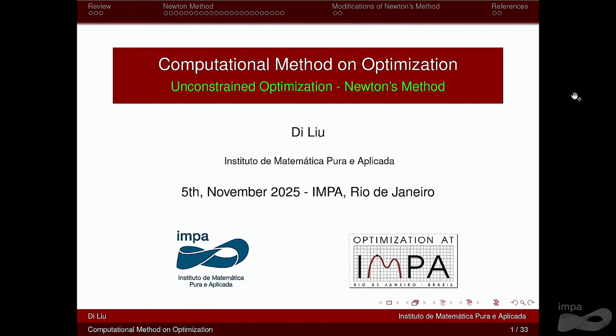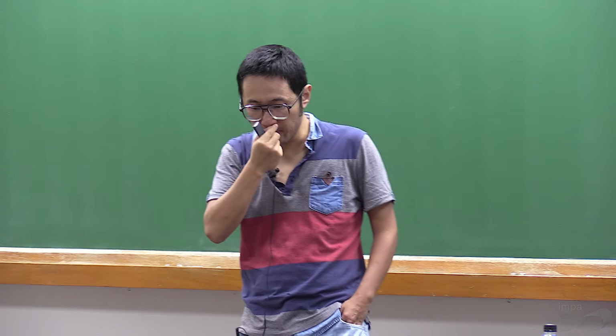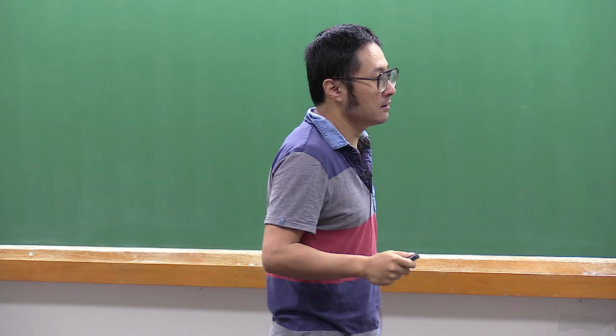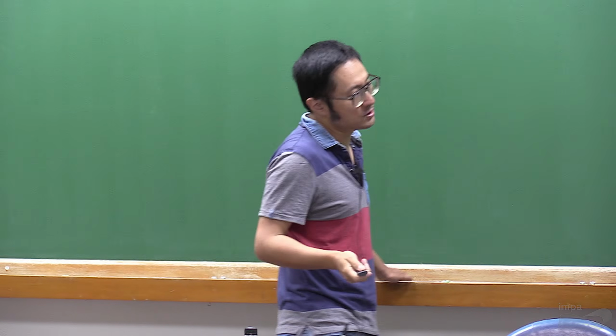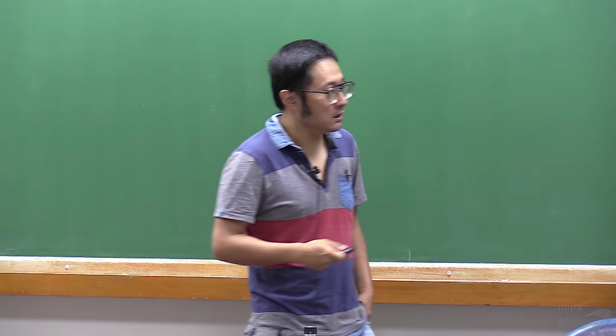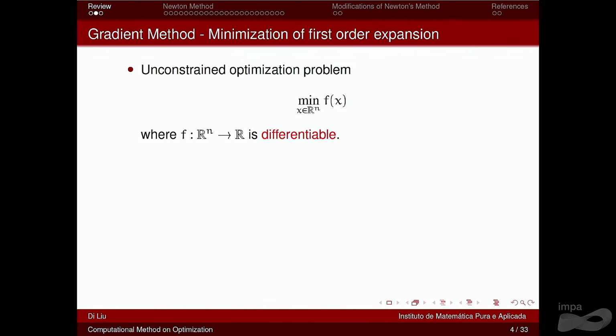Welcome back to the course, Computational Methods for Optimization. Today, we will continue the topics on constrained optimization. And we are going to discuss a method which is called Newton method. Okay, let's review a little bit what we have discussed before.